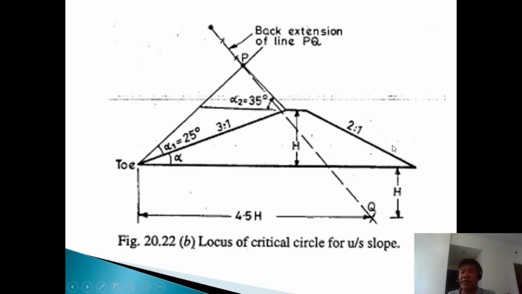Okay, so actually it is very simple. The same is true for the upstream slope. If you are going to draw, you take the same measure h, then go to the right 4.5 h, then measure alpha 1, then also measure alpha 2. Then extend all the lines, and you have the intersection of the different lines, which is point P. So from point P to Q, you draw that extension of the line. Within that line, the center of the slip surface may lie.